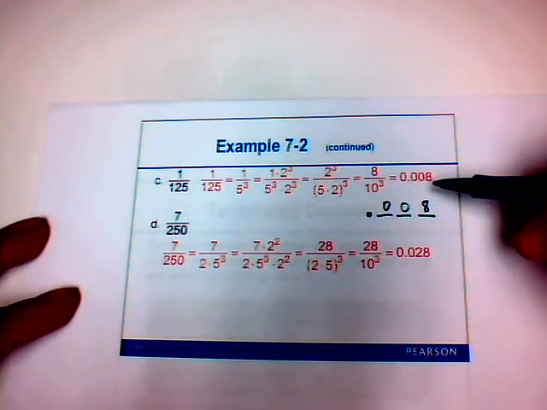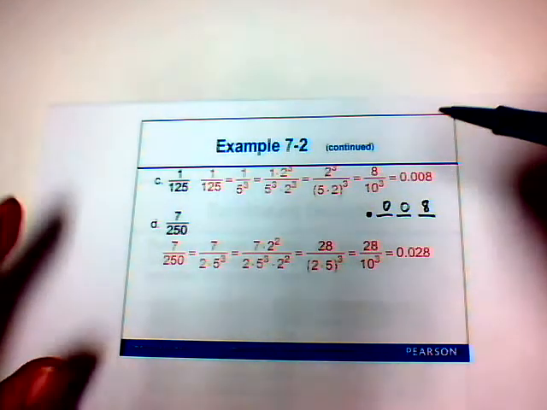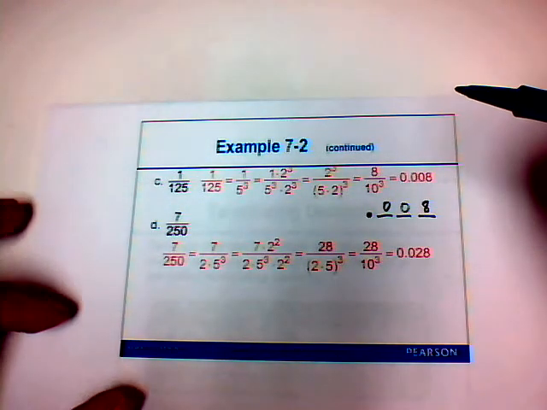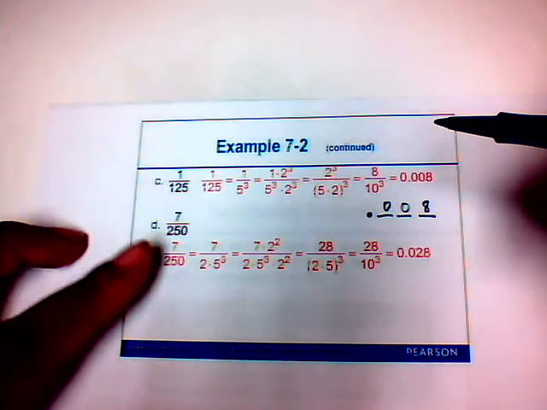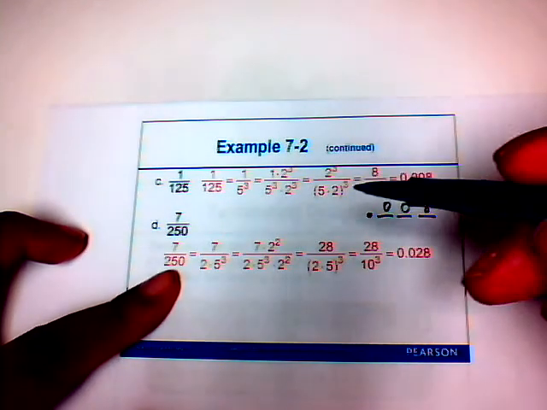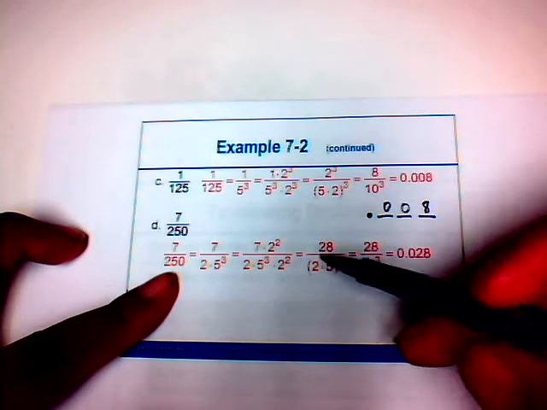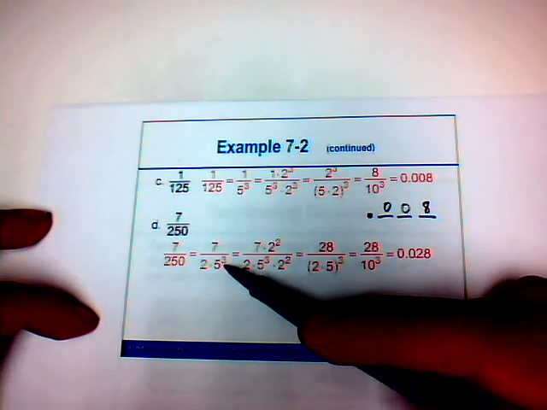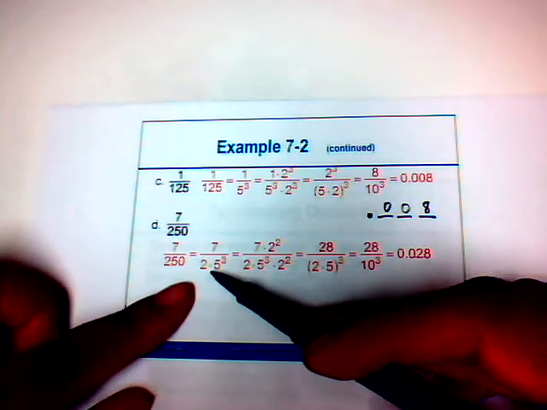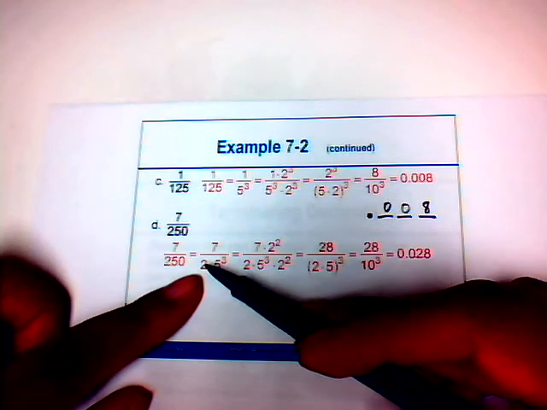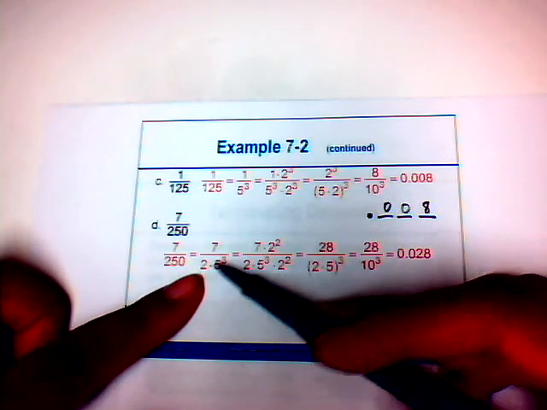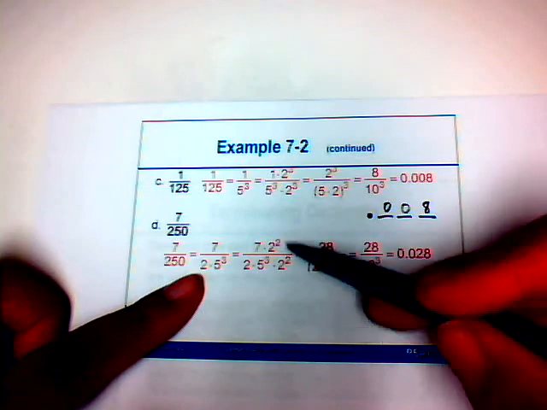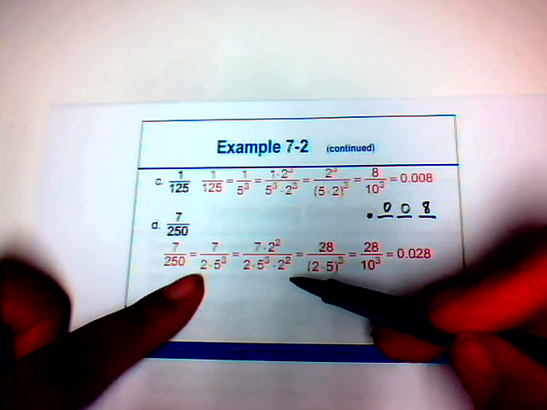So it ends up being 0.008. Part D, 7 and 2/50ths. If we write 2/50ths as a prime factorization, you'll have 2 times 5 to the third power. Well, I've got the 2 and the 5, but I need to make 2 to the third. So I need to multiply the numerator and the denominator by 2 to the second.